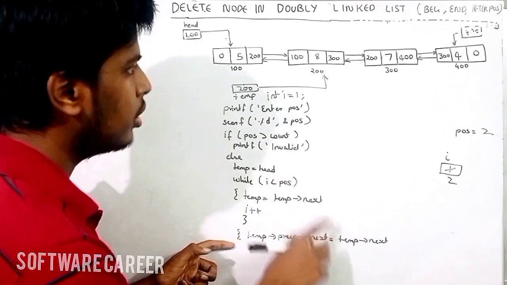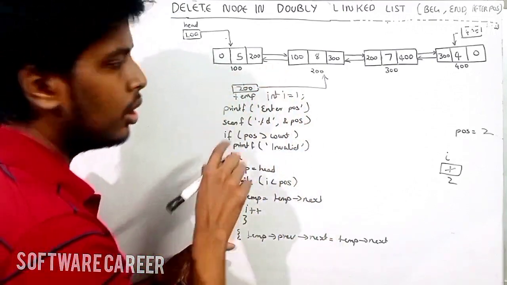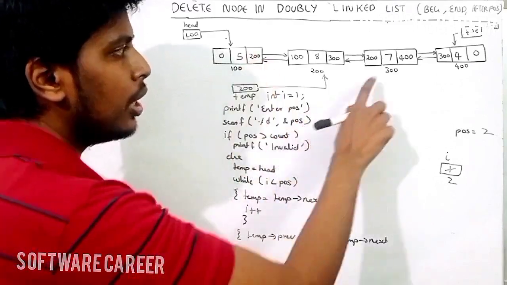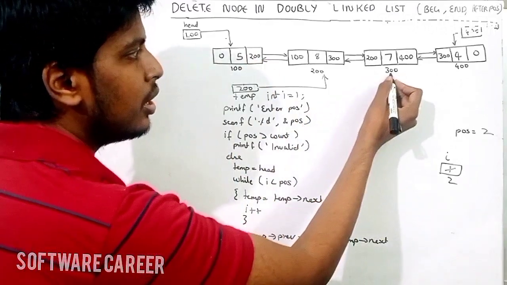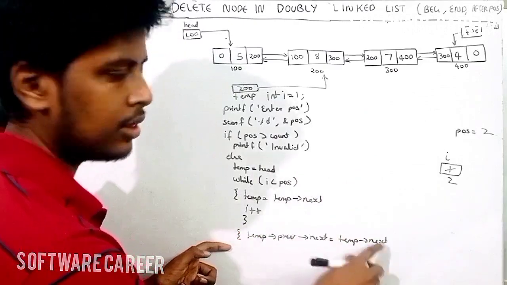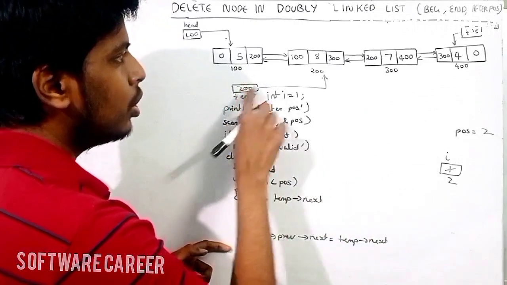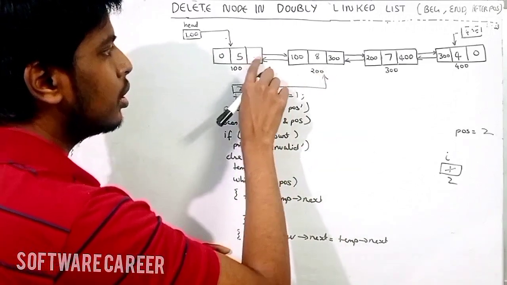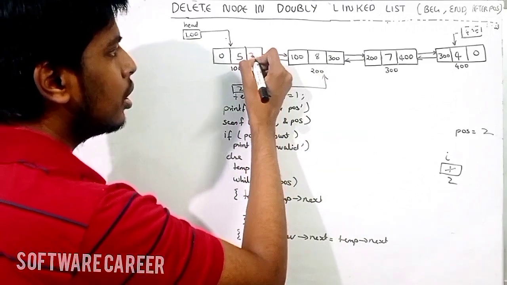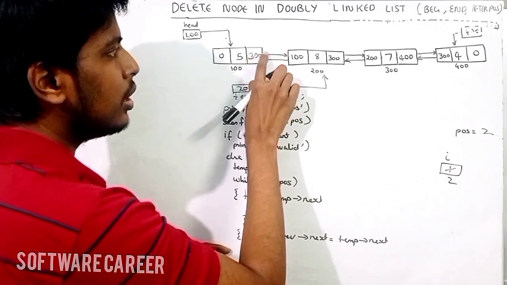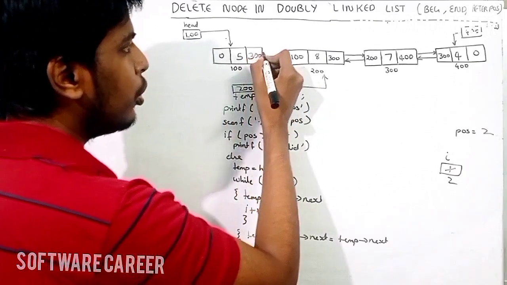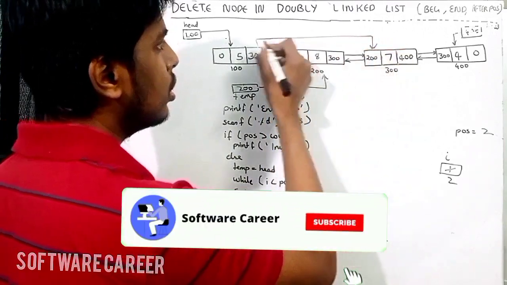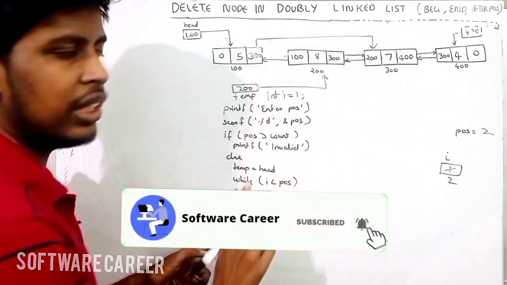Now 100 next. Now 100 is this node. 100 next is this pointer. In this pointer, I should store the address of 300. Now how can I get 300? From temp next. So temp is 200. 200 next is 300. So 300 is stored here. So this link is getting cancelled. And this pointer is pointing to the node which is having address 300. So this node. Now you have removed one link.